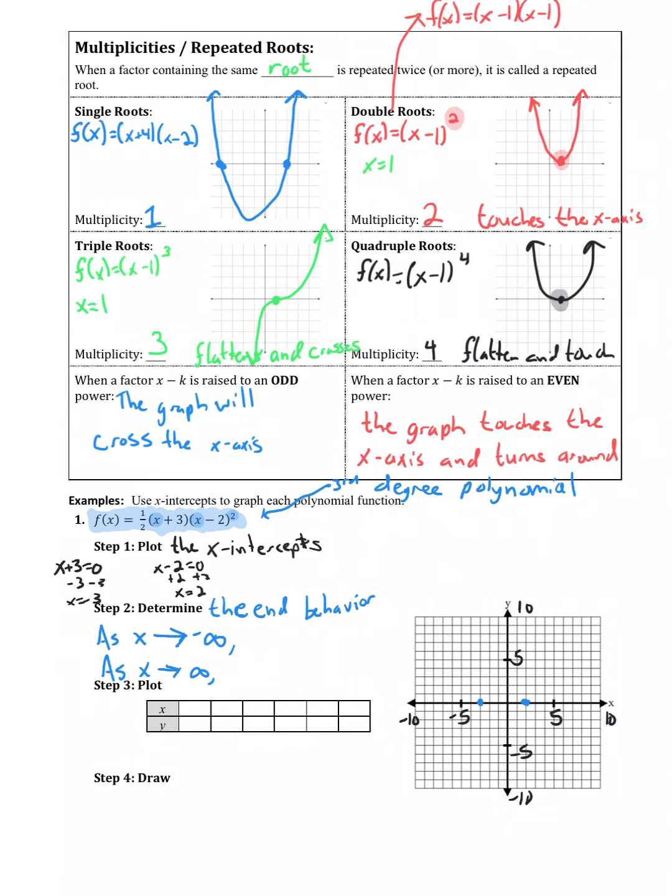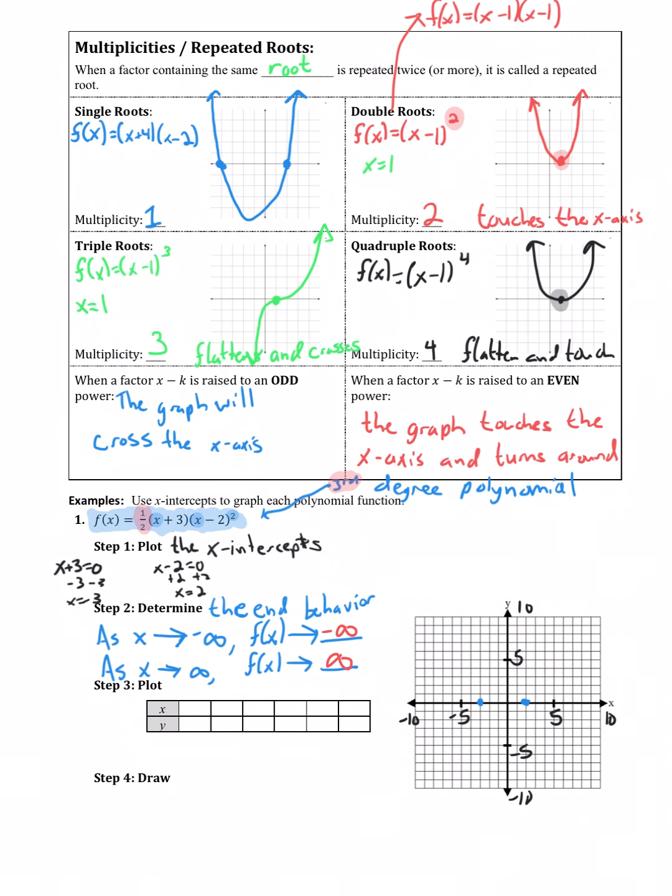End behavior is determined by the exact same things in factored form as it is in standard form. We need to look at the leading coefficient. In this case, the leading coefficient is 1/2. And we need to look at the degree of the polynomial. The degree is a third degree. So, odd degree, positive leading coefficient. That tells me that from left to right, it starts on the negative side on the left, so negative infinity as x goes to the left, positive infinity as x goes to the right.